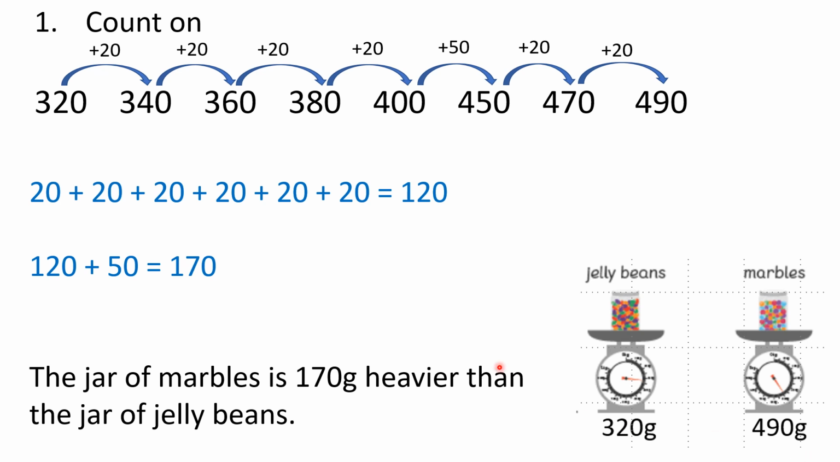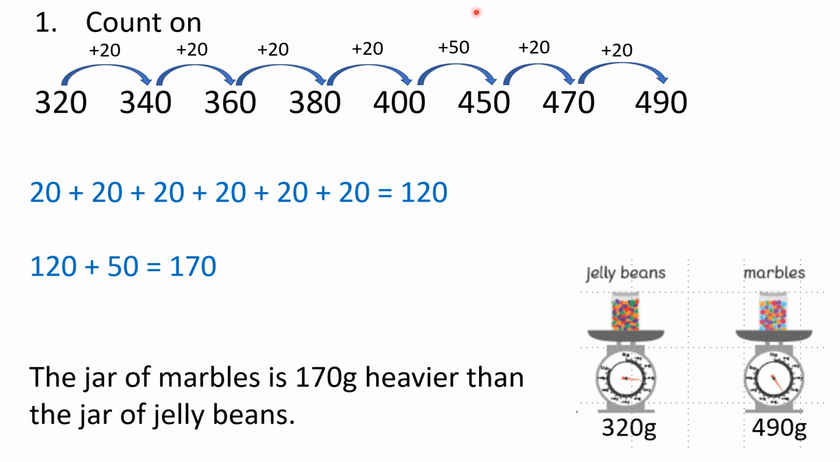Now, once I did my jumps, I then needed to add all of those jumps together to find the difference. So first of all, I added those jumps of 20 up, and I found that there were 1, 2, 3, 4, 5, 6 jumps of 20. So I wrote out my number sentence: 20 add 20 add 20 add 20 add 20 add 20, 6 20s, which equaled 120. You could also have written 6 times 20 or 20 times 6.